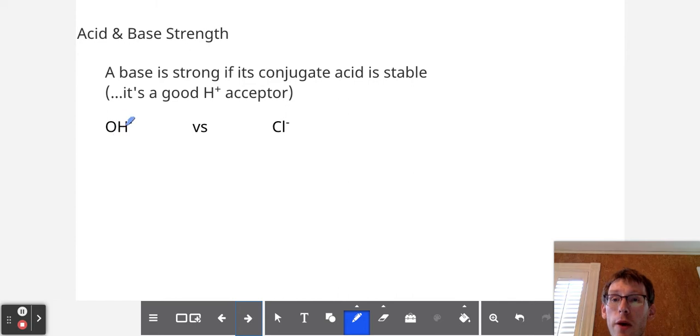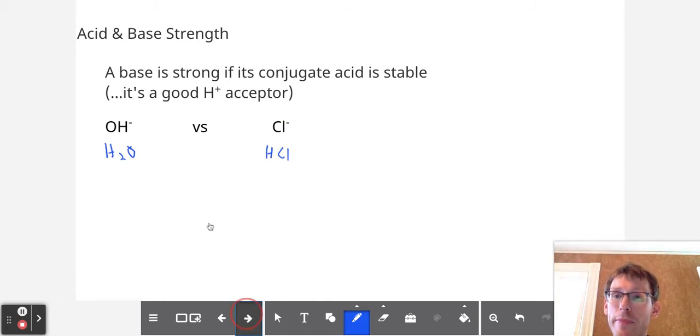So for example, OH- is a very strong base, and that's because the conjugate acid H2O, when we've added an H+ to it, is very stable. This is not very acidic, and so it is very stable. The hydroxide is a good H+ acceptor. Now, Cl- is a very weak base, and it's a weak base because the conjugate acid, HCl, is not stable. As we've discussed before, this is really good at losing the H+, so it will, and it'll go straight to that weak conjugate base, Cl-.